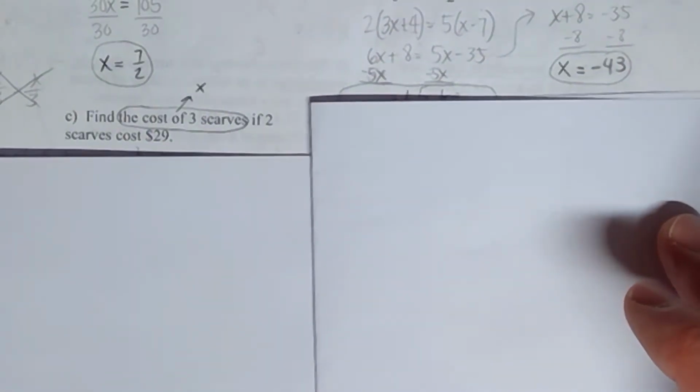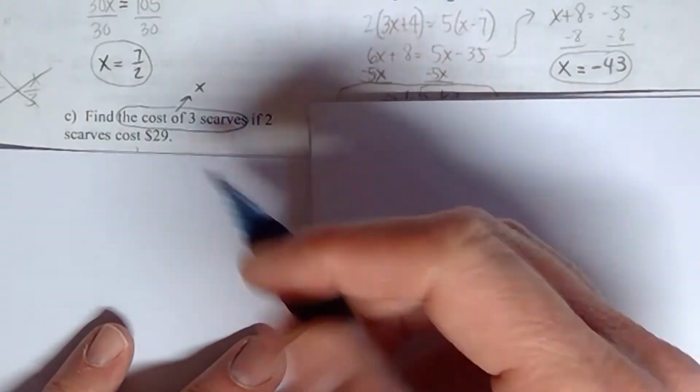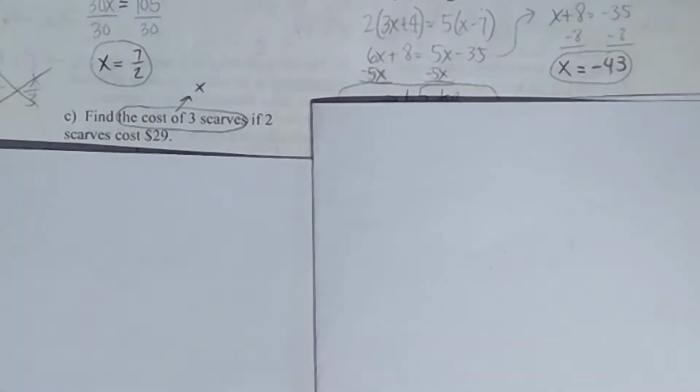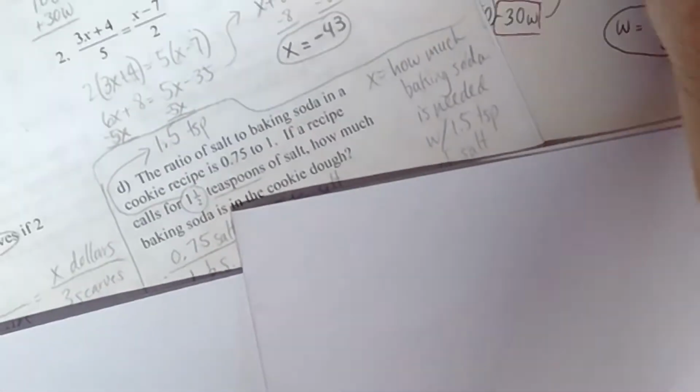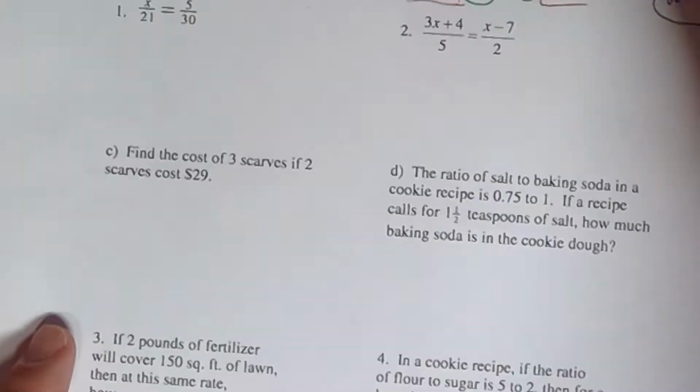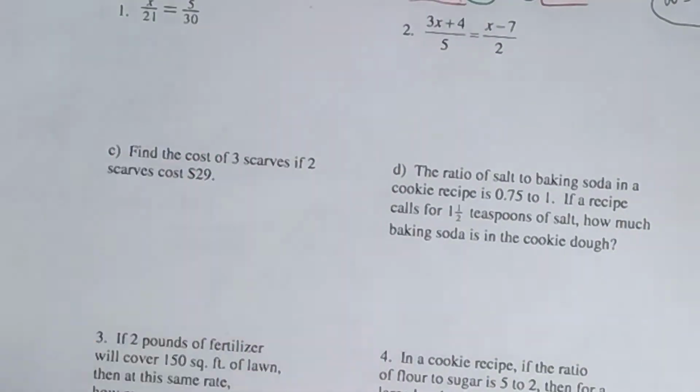It says here, find the cost of 3 scarves. I'll explain that X thing here in just a minute. And you know what? Actually, let me pull out my clean sheet of paper that I was working with. Okay, that'll be easier. There we go. Okay, same problem though. Find the cost of 3 scarves if 2 scarves cost $29.